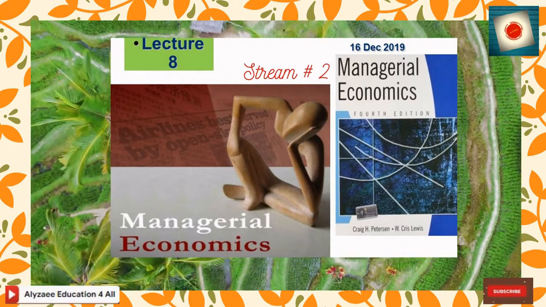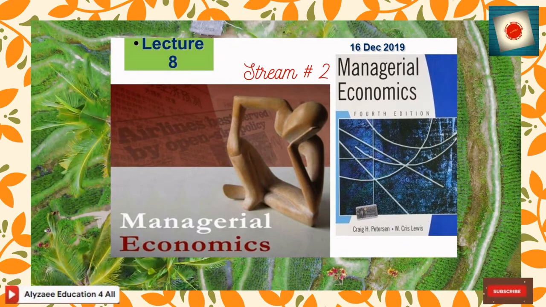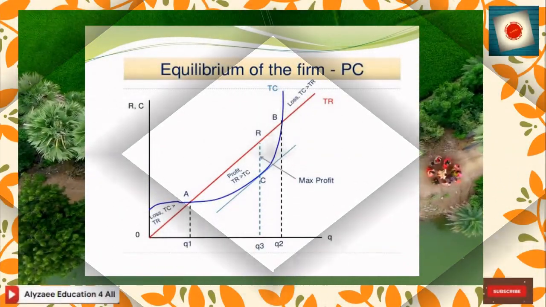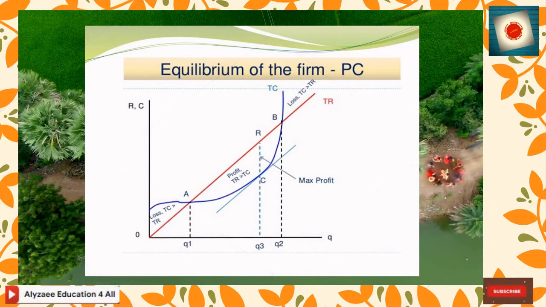So lecture 8 stream 1. In this particular lecture we will be discussing equilibrium, market equilibrium, and the graphical representation of equilibrium. So stay tuned. The picture depicts the equilibrium of the firm, and we can see that A, C and B is the curve of the total cost.